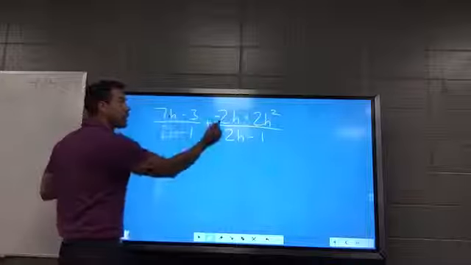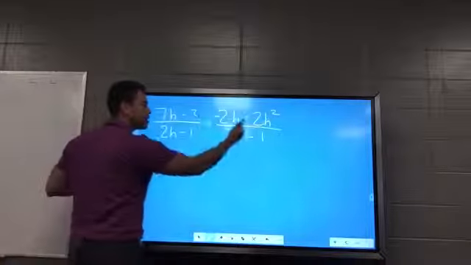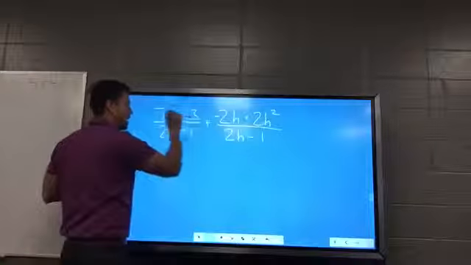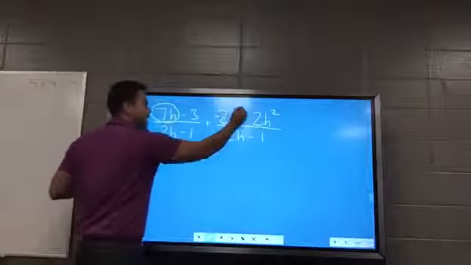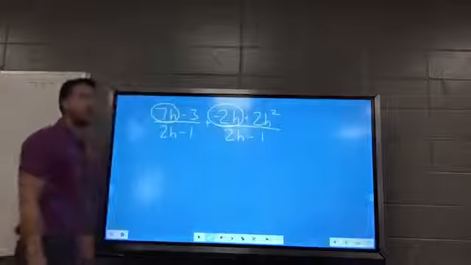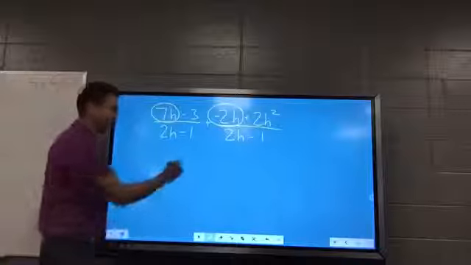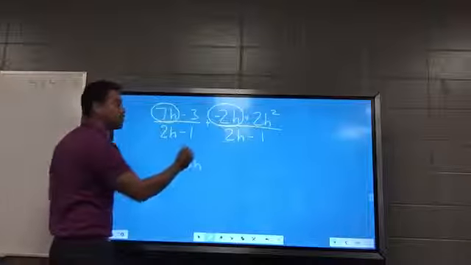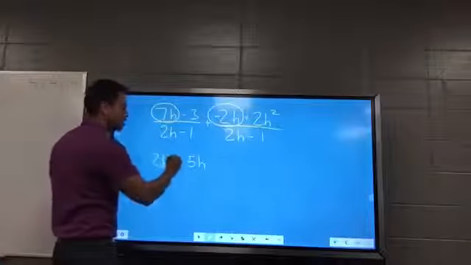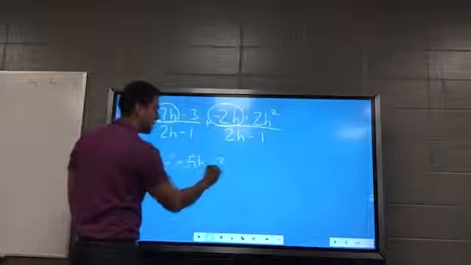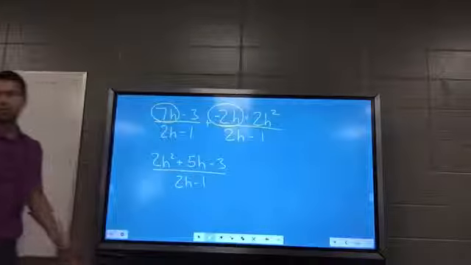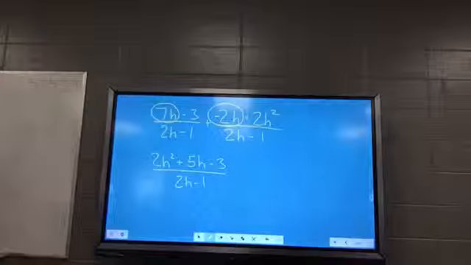Now look at the numerator. Are there any like terms in the numerator? Yeah, the 7h and the negative 2h, which gives me 5h. Good. And I'm going to write in standard form, so I'm going to put 2h squared plus 5h minus 3 all over 2h minus 1. Is that simplified?